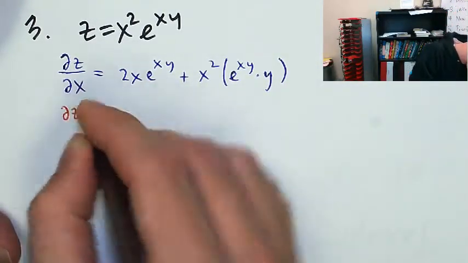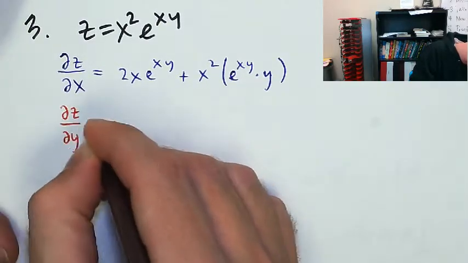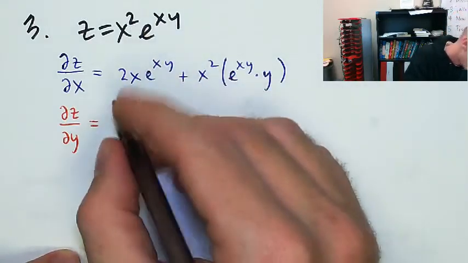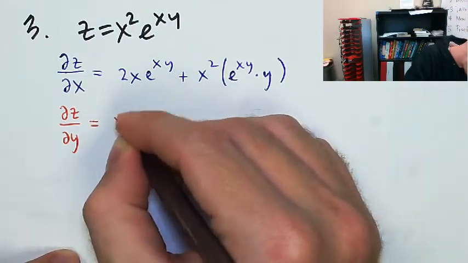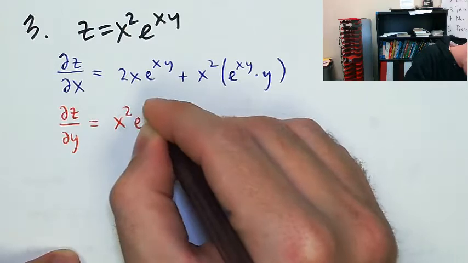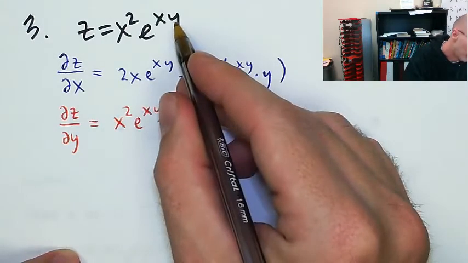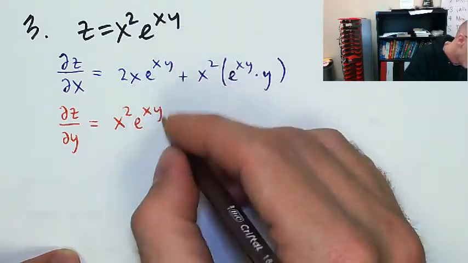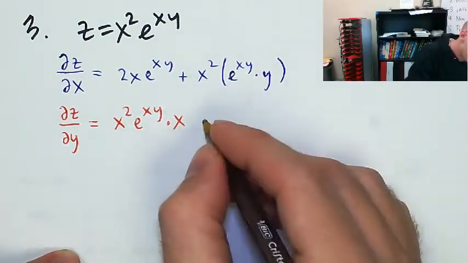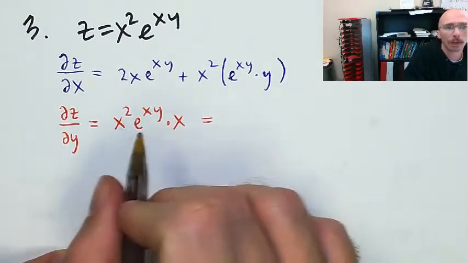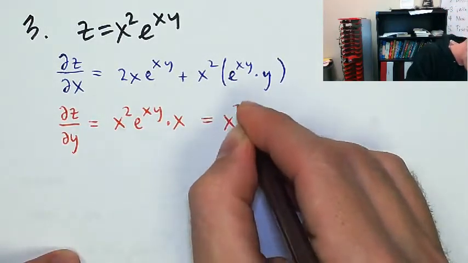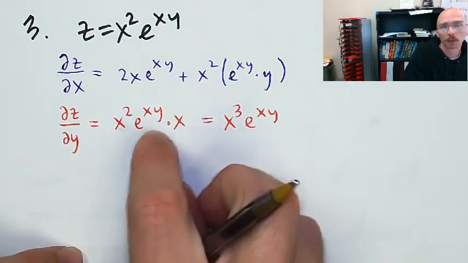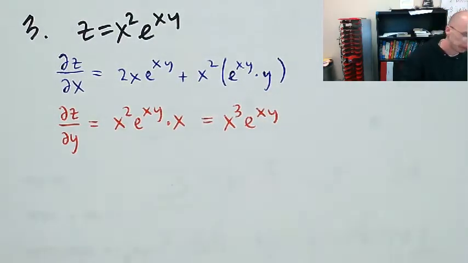So I'm going to find partial of z with respect to y. And, well, x squared, that's just a constant. So that'll stay there. And e to the xy is its own derivative times the derivative of x times y with respect to y. Well, that'll just be that x. And so if we were going to need to do anything else with this, we would write this as x cubed e to the xy. But if all we needed was to write a formula for it, this would be a decent place to stop.